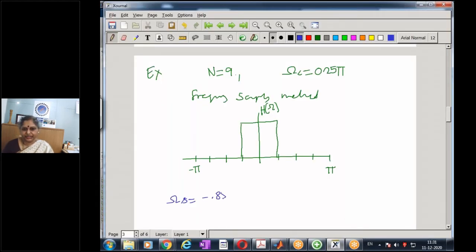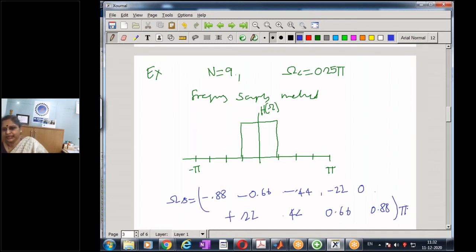So minus 0.88, minus 0.66, minus 0.44, minus 0.22, 0, and the same repeated. So plus 0.22, 0.44, 0.66, and 0.88, and all of course multiplied by pi. So this is my spacing.